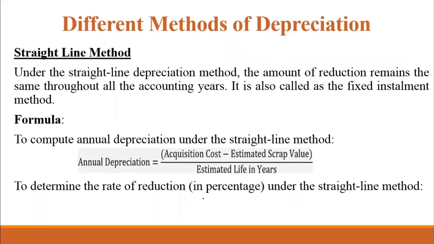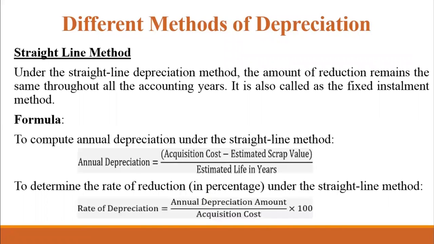And to determine the rate of reduction, the percentage, under the straight line method, we have the rate of depreciation equals the annual depreciation amount over the acquisition cost times 100, because we are getting the rate of our depreciation. Acquisition cost includes the expenses incurred on purchase, transportation, and installation of the asset. So that is what we mean by straight line method.